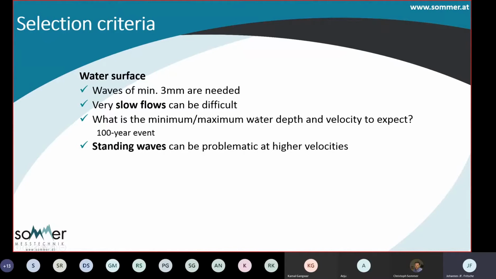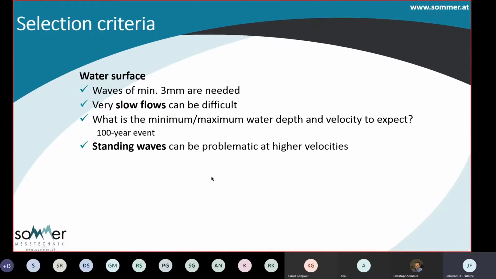Then you should know what is the minimum and maximum water depth you experience at your site, and also the flow velocities. Consider a 100-year flooding event. So with this information, you can decide on which height and on which position you place the sensor and what type or what version of RQ instrument you're going to need.